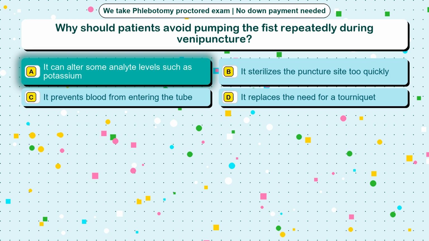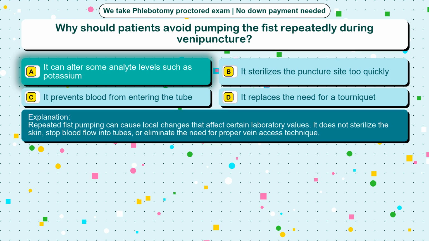It can alter some analyte levels such as potassium. Repeated fist pumping can cause local changes that affect certain laboratory values. It does not sterilize the skin, stop blood flow into tubes, or eliminate the need for proper vein access technique.